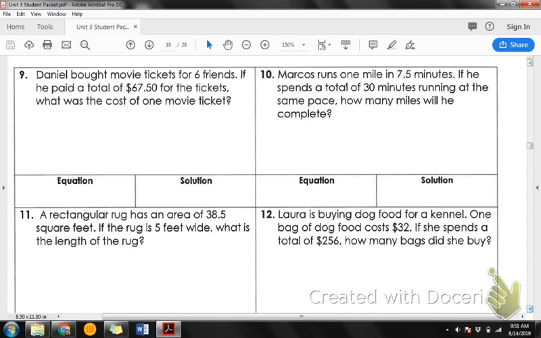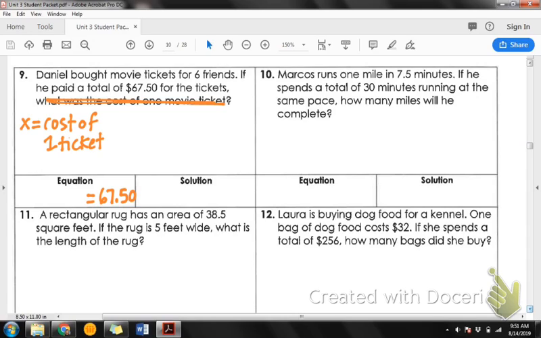Okay, so what was the cost of one movie ticket? We know that's our X. Cost of one ticket. So I can cross that out. A total of $67.50. Who got this far on their paper? You at least got this far. Okay, so you're getting partial credit.